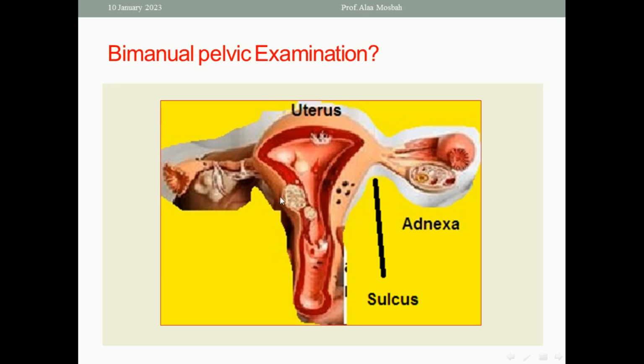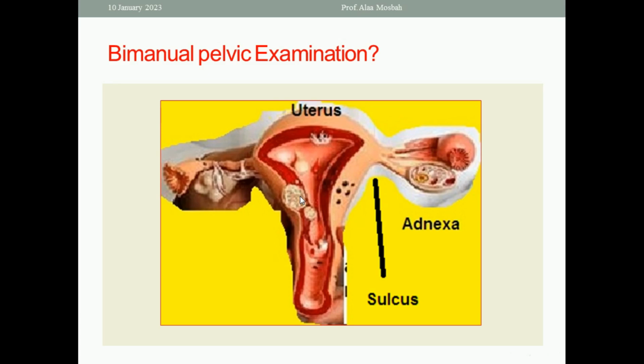As in leiomyoma, this is a uterine mass. So in case of uterine mass, there is no sulcus. But in adnexal mass, there is a sulcus, or space, or tunnel between the mass and the uterus.